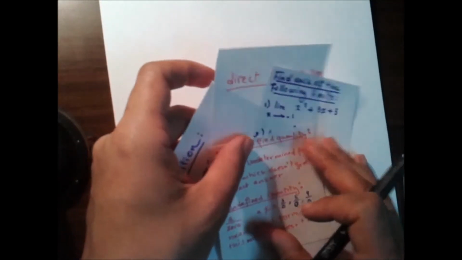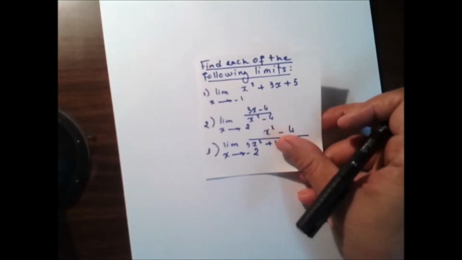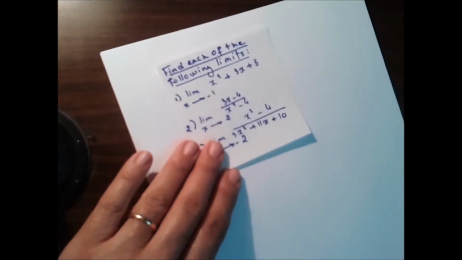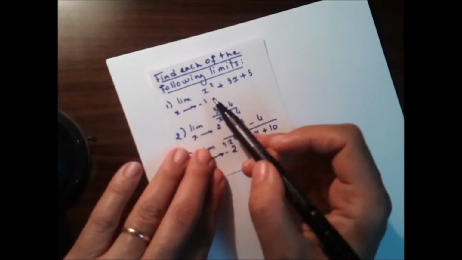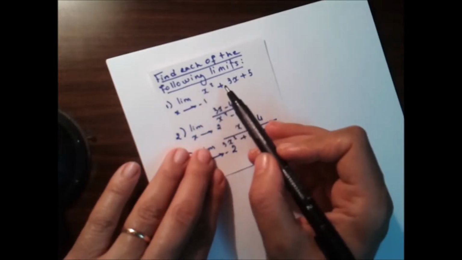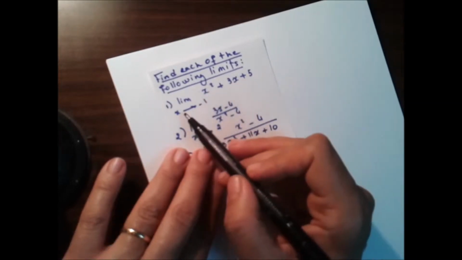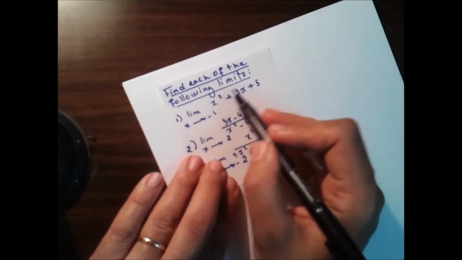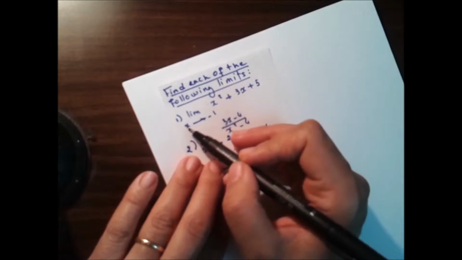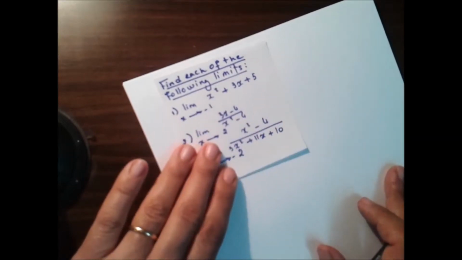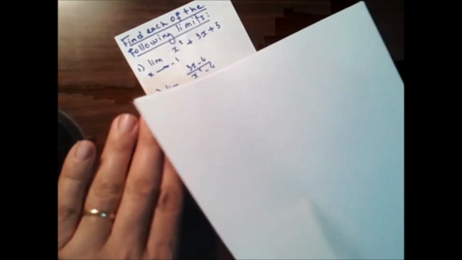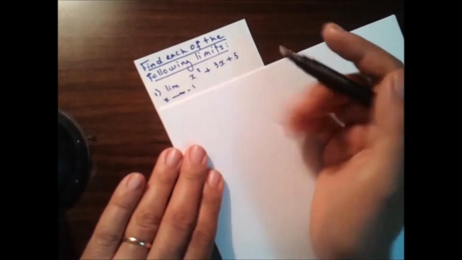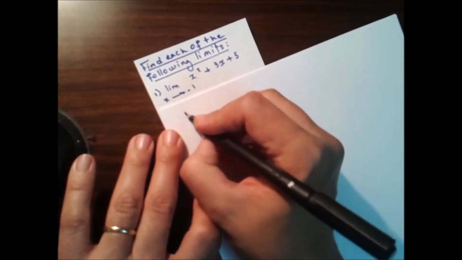Now, let's start by taking some examples on direct substitution. Number 1, find the limit of x squared plus 3x plus 5 as x tends to negative 1. So we need to evaluate this function when x tends to negative 1. By direct substitution, we can just find f of negative 1. So let's do direct substitution.